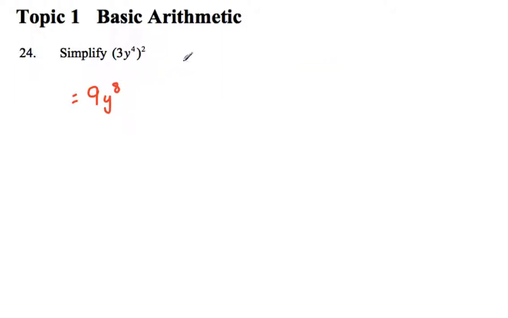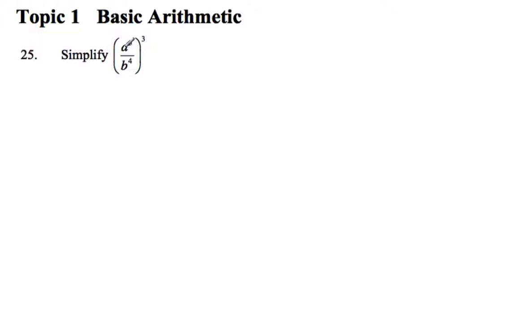Now that makes sense if you think about it this other way as well. We could write that out as 3y to the 4 multiplied by itself, because that's what squaring is, isn't it? We're multiplying whatever's being squared by itself, and then that would lead to 9 out the front. Then we'd add the indices and get the same answer as we did before. So whichever way we think about it, we'll still get 9y to the 8.